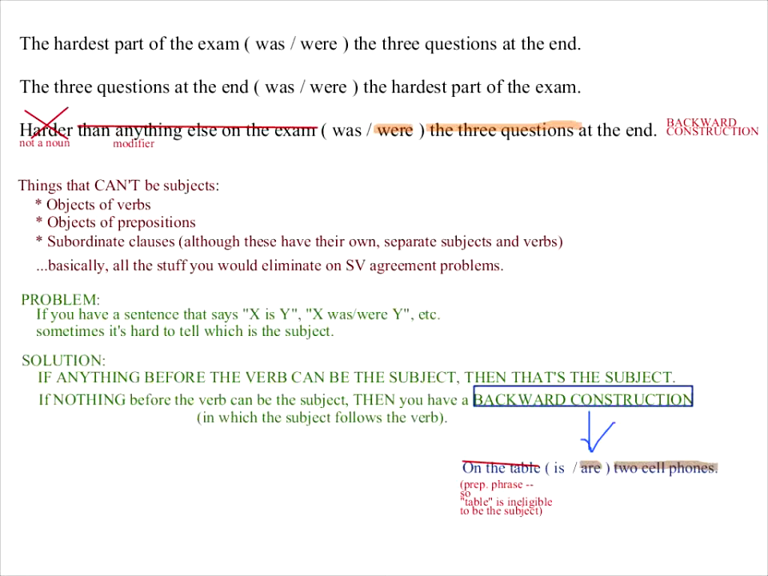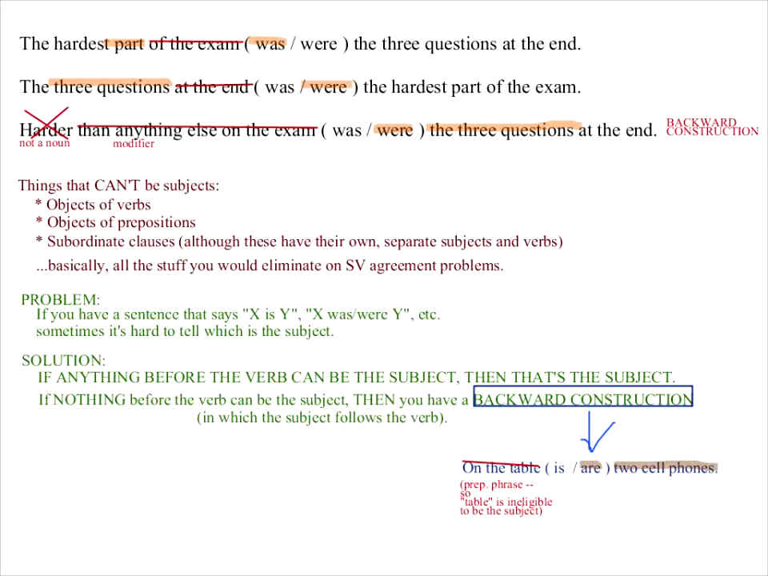On the other hand, these first 2 sentences, the hardest part of the exam, so of the exam is ineligible, we can knock that off. And then hardest is just an adjective, and the is just an article. So we're left with part as the subject was the 3 questions at the end. And then the 3 questions at the end is a prepositional phrase. So the 3 questions as the subject were the hardest part of the exam.